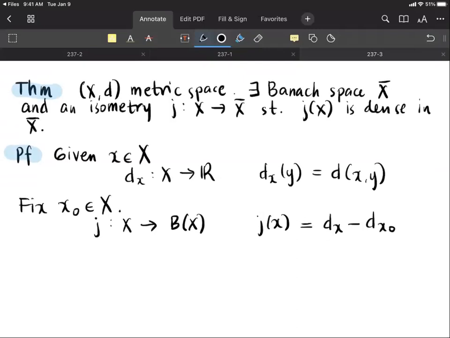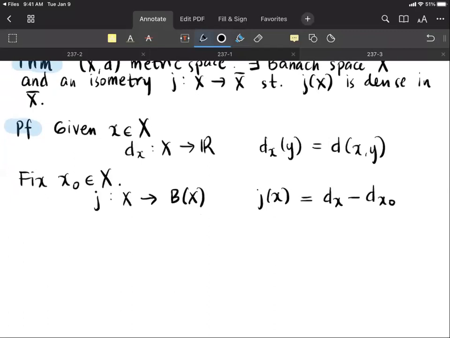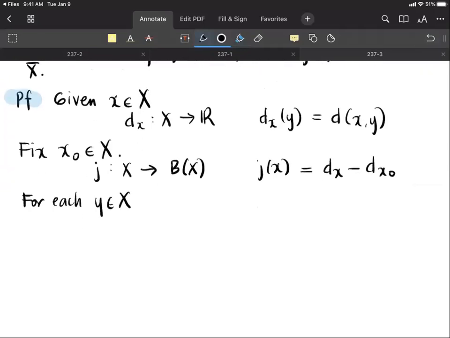Now, we would like to see whether J is bounded, so that J will be well defined. Let us prove that. For each y in X, this is a function, J of x, and we're claiming that this is a bounded function.